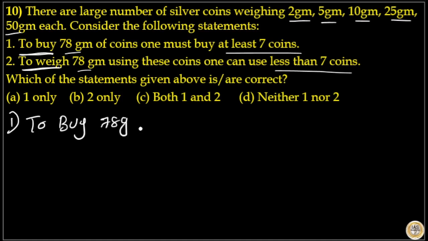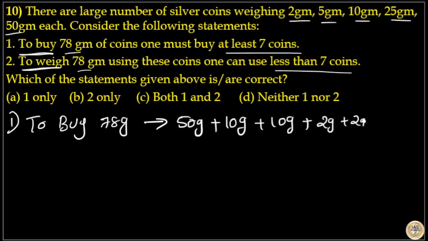78 gram. Here there is no odd coin. So, I will take 50 gram first. Then, I will not take 25 because there is no odd coin. So, 10 gram, 2 coins. 2 coins of 10 gram each. Then I will take 4 coins of 2 gram. That is 2 gram plus 2 gram plus 2 gram plus 2 gram. That is total 4 plus 3, 7 coins. So, at least 7 coins is needed to buy 78 gram. So, statement 1 is correct.